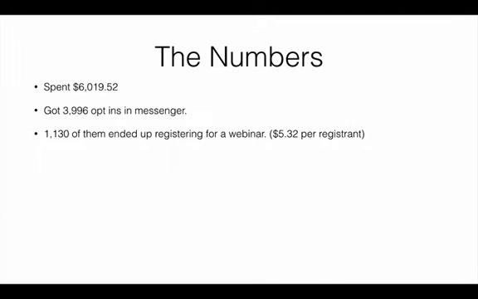Now, here's what's really cool. Because we had that autoresponder sequence set up, and because the goal of that sequence was to get them to go to a webinar, I ended up getting 1,130 of those people to register for a webinar. And if you do the math, that means I spent $5.32 per registrant on average, which is cheaper than if I were running ads directly to a webinar opt-in page. So isn't that crazy? They're going through all of these multiple steps to end up registering for the webinar, but it's cheaper for me to get them this way than to go straight for the webinar.